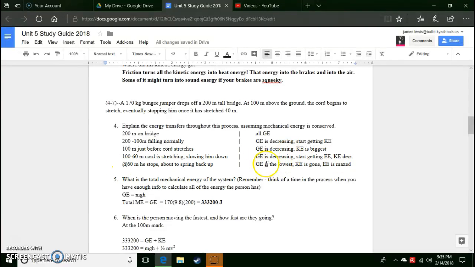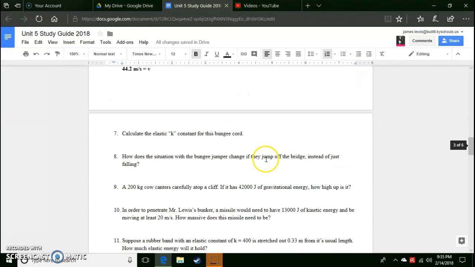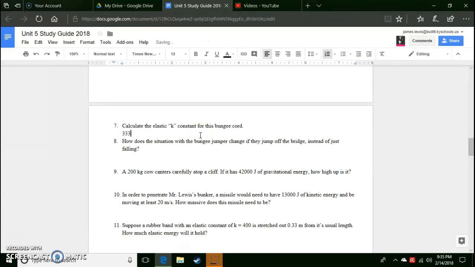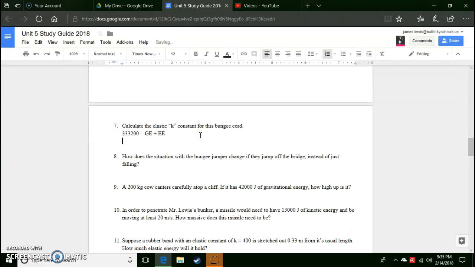But here at the bottom, where we only have two energies, we have the lowest amount of gravitational energy and the maximum elastic energy. That's probably what we're going to want. So we know that the gravitational plus the elastic is going to equal our total mechanical energy of 333,200. That should get us to a pretty good place. So let's fill that out. We got 333,200 equals GE plus, sorry, elastic energy, EE. So that's going to be 333,200. I'm just going to fill in the equations, like I said, to make sure that you don't make any mistakes. So 1/2 KX squared.